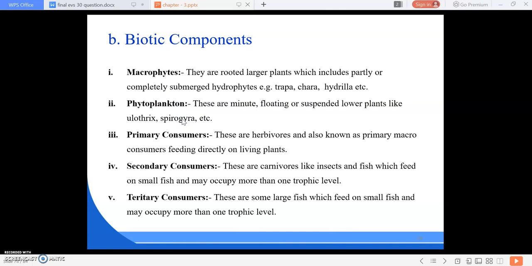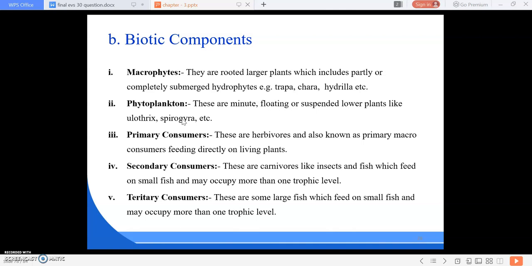First of all, biotic components include producers, consumers, and decomposers. The producers are the autotrophic green plants and bacteria. They fix radiant energy and, with the help of minerals from water and mud, form complex organic substances like carbohydrates, proteins, and lipids. Producers are of the following types.